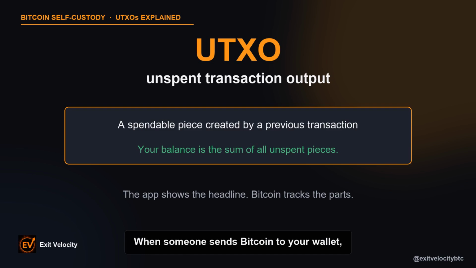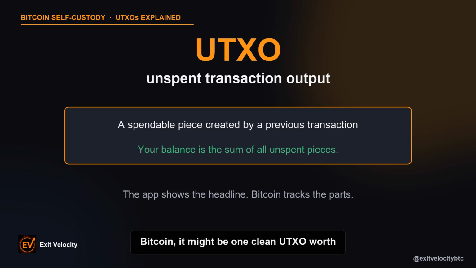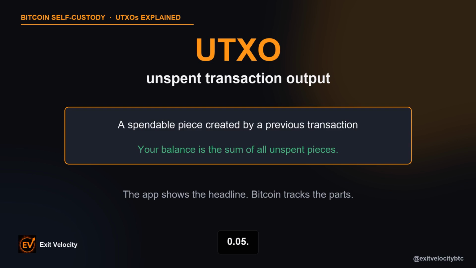When someone sends Bitcoin to your wallet, the transaction creates an output. If that output has not been spent yet, it is an unspent transaction output, a UTXO. Your wallet balance is just the sum of all those unspent pieces. So if your wallet says you have 0.05 Bitcoin, it might be one clean UTXO worth 0.05, or it might be 50 tiny UTXOs worth 0.001 each. The balance looks the same. The wallet underneath is very different.